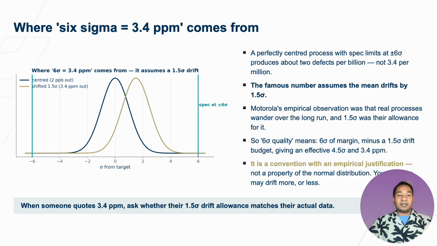Motorola's empirical observation in the 1980s was a real process wander over the long run, between shifts, between maintenance events, between material lots. They adopted 1.5 sigma as a standard allowance for that wandering. So 6 sigma quality means 6 sigma of margin minus a 1.5 sigma drift budget, giving an effective 4.5 sigma, which is 3.4 parts per million. It is a convention with an empirical justification, not a property of the normal distribution. Your process may drift more than 1.5 sigma or less, and when someone quotes 3.4 ppm, the fair question is whether their drift allowance matches their actual data.